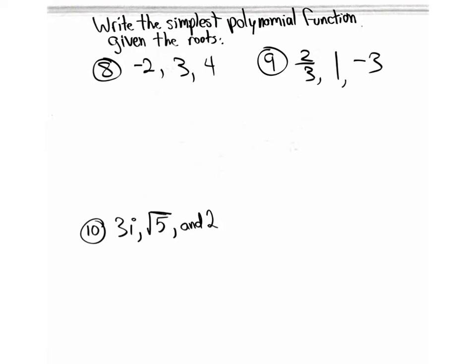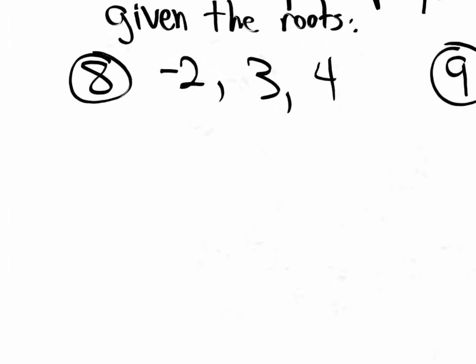So this is the second video where we are describing Monday's class opener, and on this one we write the simplest polynomial function given the roots. So what are they really giving us here? They're giving us answers. So what are the answers? Well, the answer is x equals -2, we have x equals 3, we have x equals 4. If they're giving us the roots, they're giving us the answers.